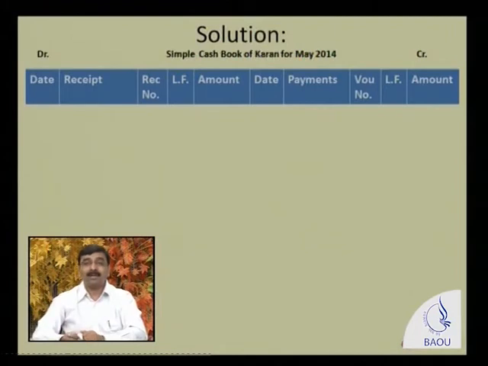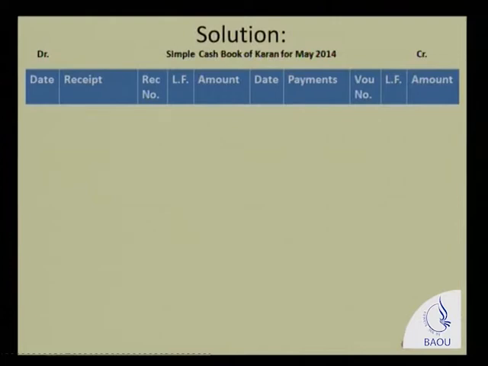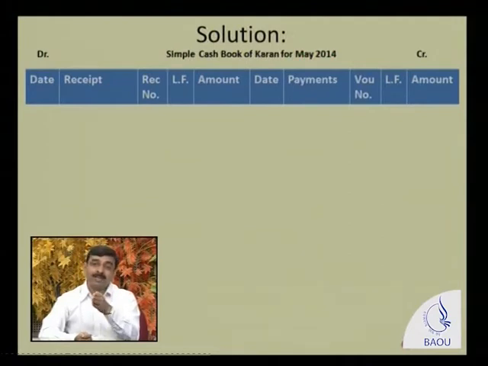Now see the other side: dates, payments, voucher number, LF, and amount. That is the right hand side, the credit side. Again we write the dates in that column. Whatever payments we have paid for a particular item would be recorded under the head of payments. On the basis of a voucher or a bill, the bill and voucher number will be written in this column. When you post this transaction into a ledger account, the ledger folio number will be written in this column, and the amount of the respective transaction will be written in front of the payments.